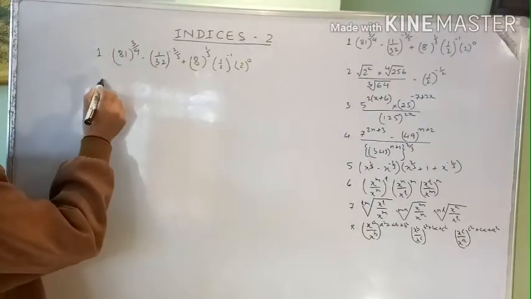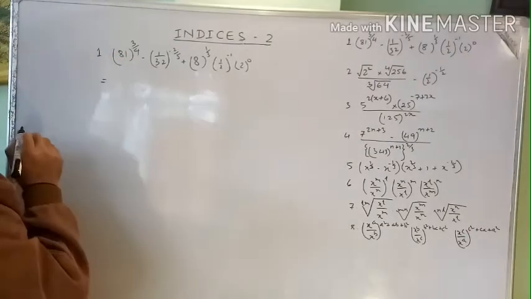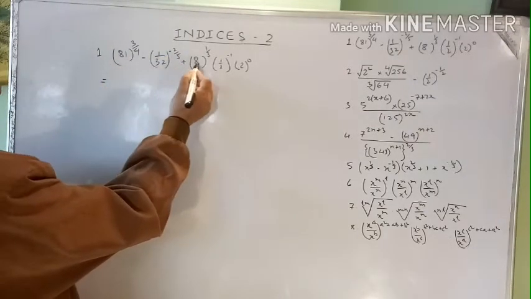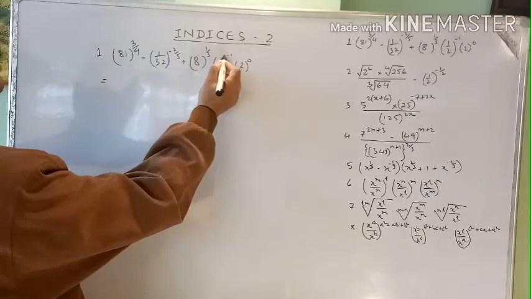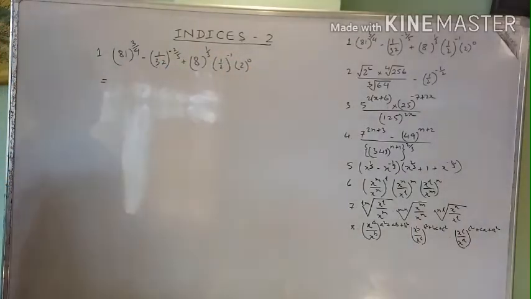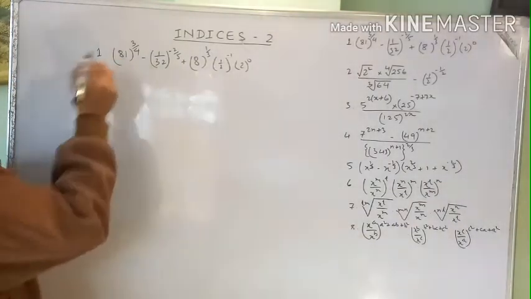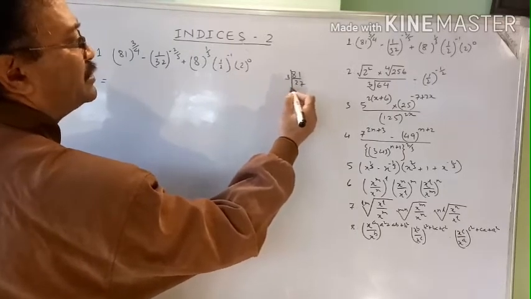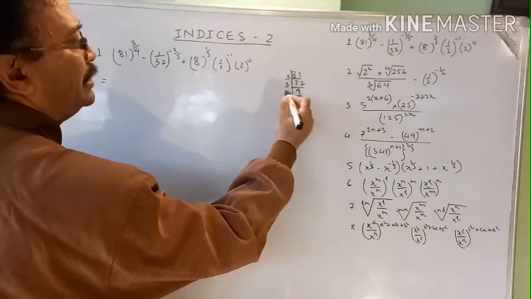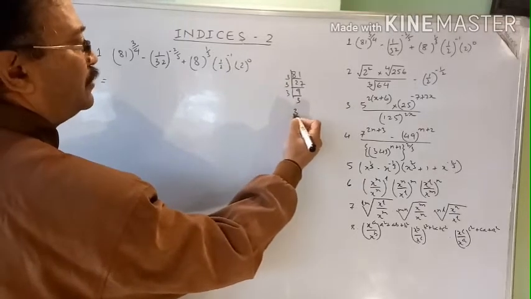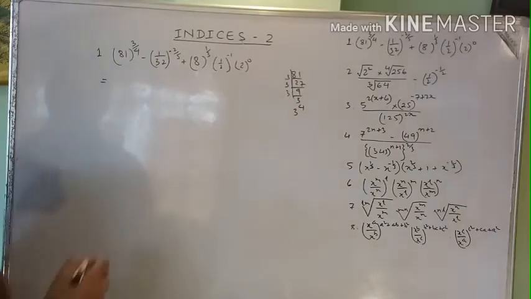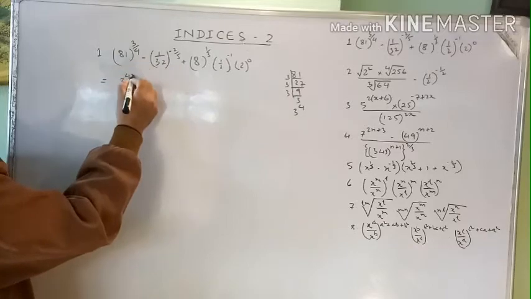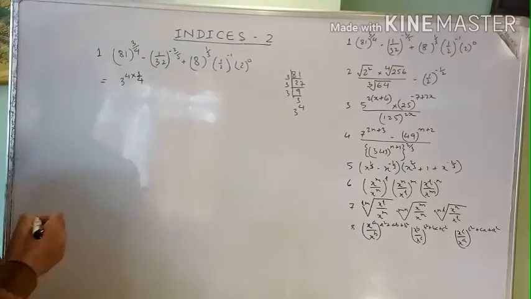What is given is 81 to the power 3 by 4 minus 1 by 32 to the power minus 2 by 5 plus 8 to the power 1 by 3 into half to the power minus 1 into 2 to the power 0. Now we need to simplify. If you factorize 81, 3 will go 27 times, 3 will go 9 times, and 3 will go 3 times. So the power of 3 is 4. We write 81 as 3 to the power 4. When power is on power, it is multiplied, so into 3 by 4.